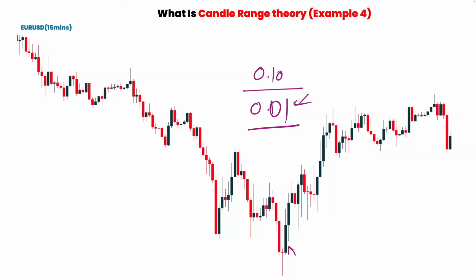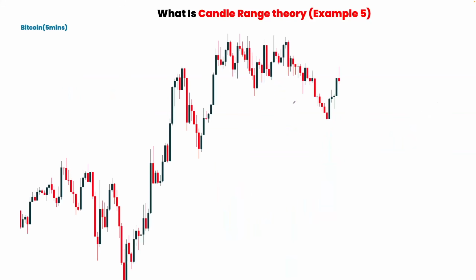You can just use 0.01. It can still make a lot of money. Like 0.01 with 100 pips, that's $10. One bag of McDonald's and chips, fries. Let's look at another example here.